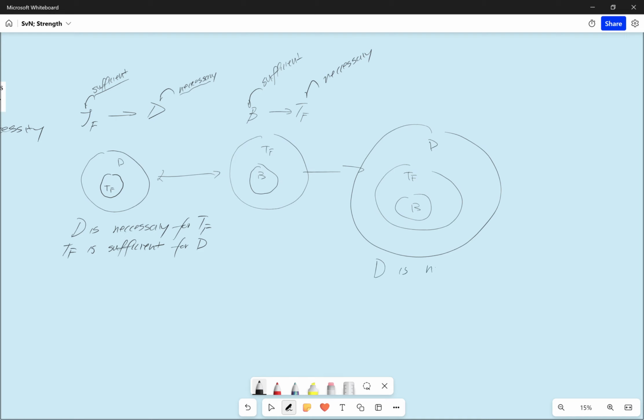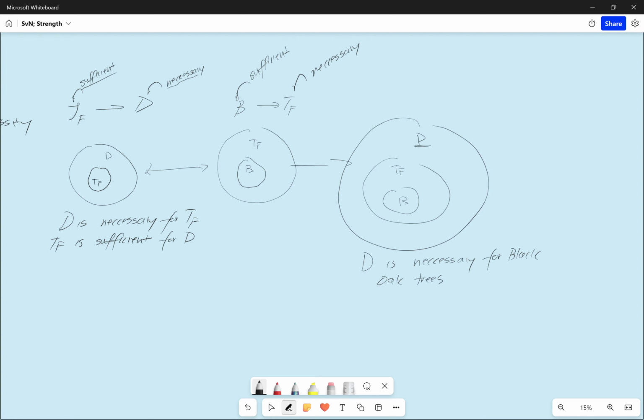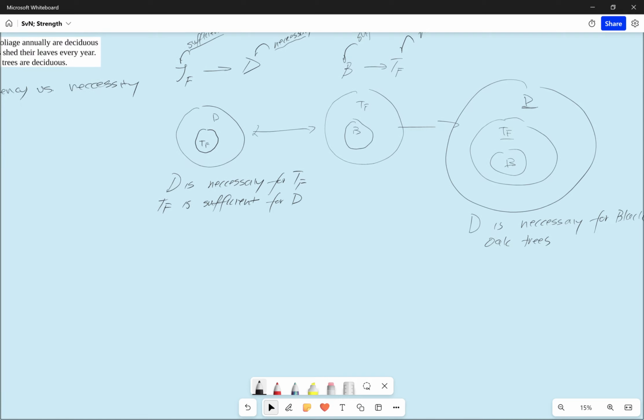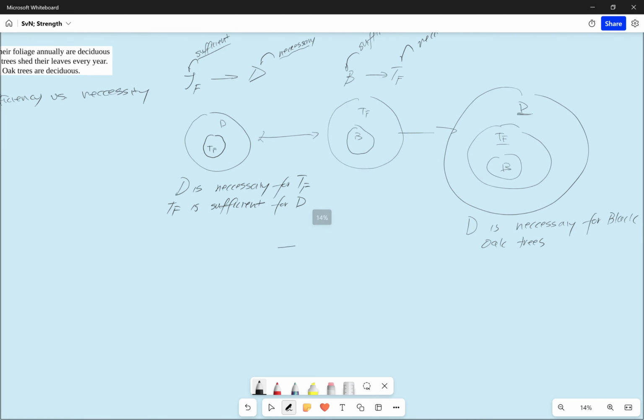Deciduous is necessary for black oak trees, because deciduous is the ultimate all-encompassing group that highlights the relationship between black oak trees, trees that shed their foliage, and deciduous trees. Now, if you'd like to do it through an arrow diagram, we can do that right now. Trees that shed their foliage are deciduous, and all black oak trees shed their foliage. Therefore, it is safe to assume that black oak trees are deciduous.